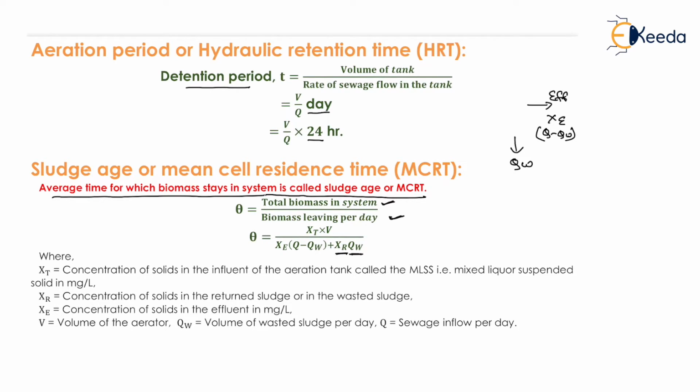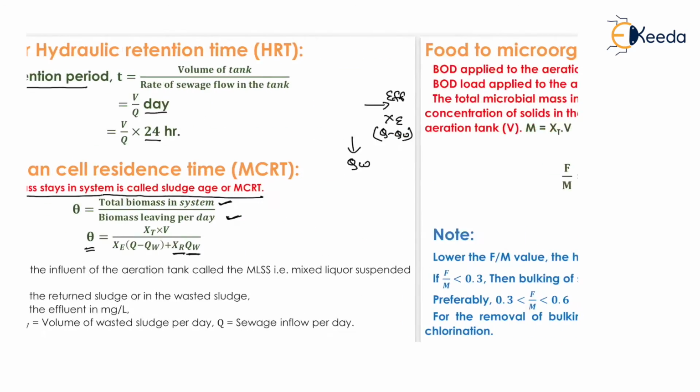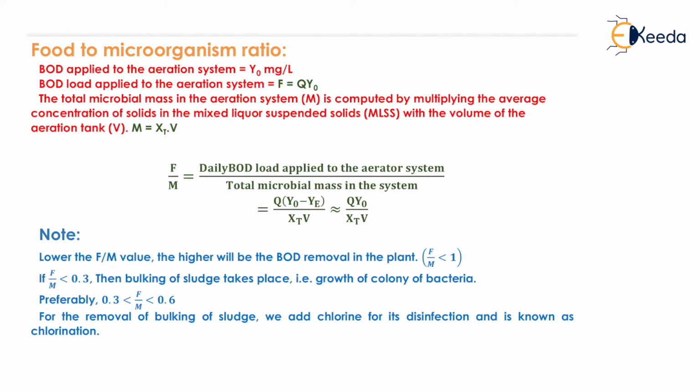Now we get the value of sludge age or mean cell residence time from this formula, that is XT into V upon XE into (Q minus QW) plus XR into QW. Okay, done. Now we will go for the food to microorganism ratio.